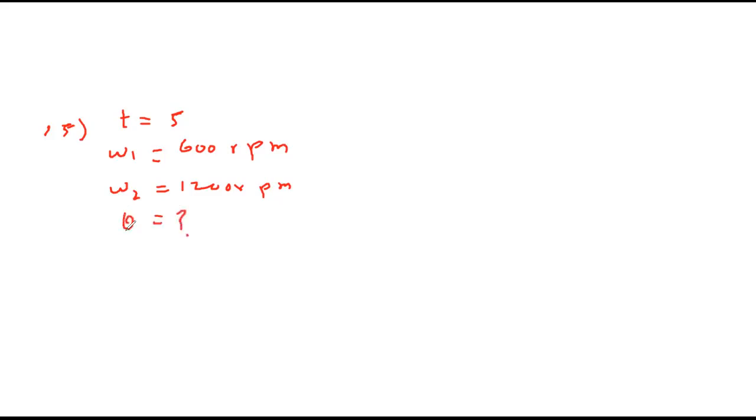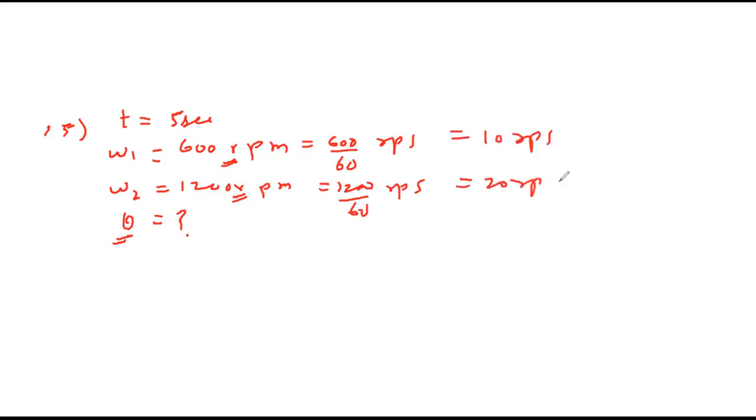Now see, they don't want radian, they want revolution only. This is in revolution, and this is in seconds. So I'm converting this into seconds. 600 divided by 60 becomes revolution per second, and 1200 divided by 60 revolution per second. That is 10 revolution per second, and this one is 20 revolution per second.